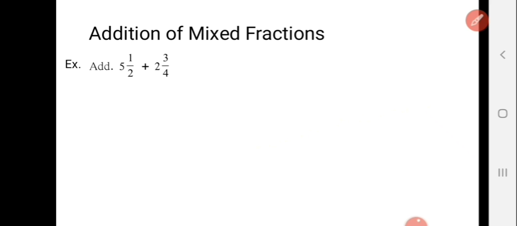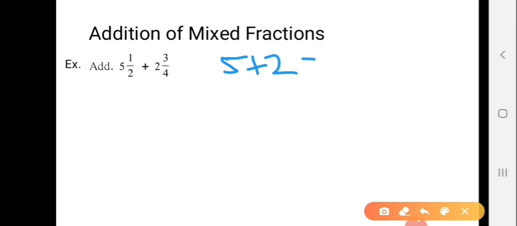Now first is addition of mixed fraction. An example is 5 1 by 2 plus 2 3 by 4. Now there are two methods of doing this. I will show both the methods and you then choose which method to use. So first method is, we will just add the whole numbers first. So 5 plus 2 is 7. The sum of whole number is 7. It will be with us.